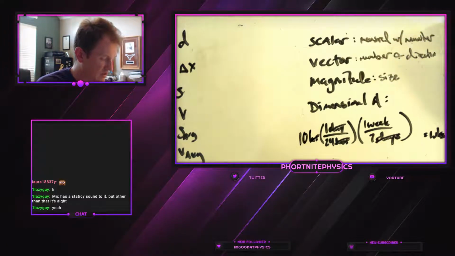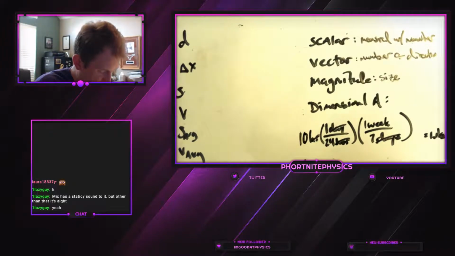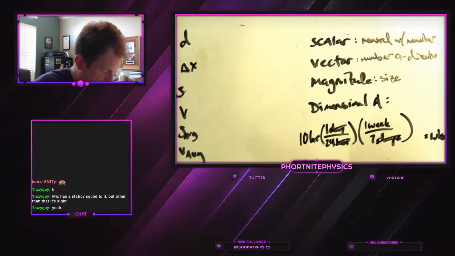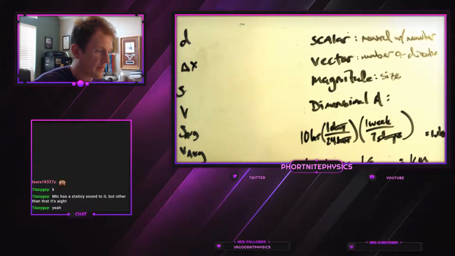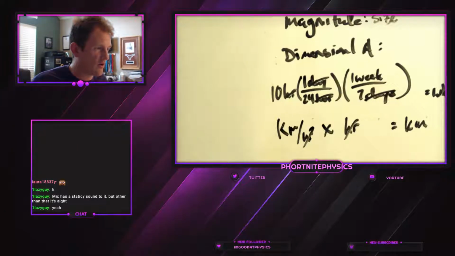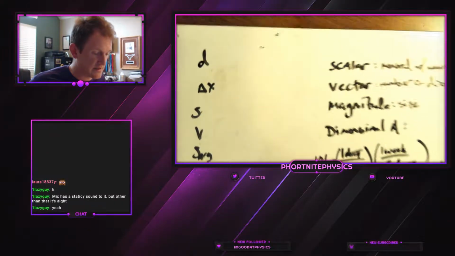Okay, that's dimensional analysis, as well as the whole kilometers per hour multiplied by hours equals kilometers that we did in class. That all counts as dimensional analysis.